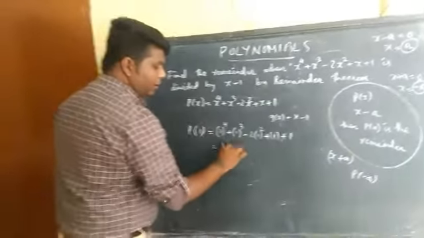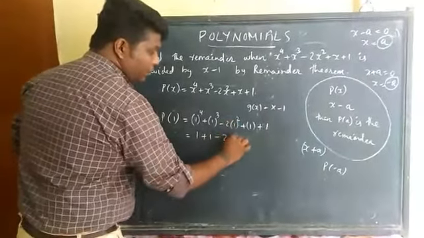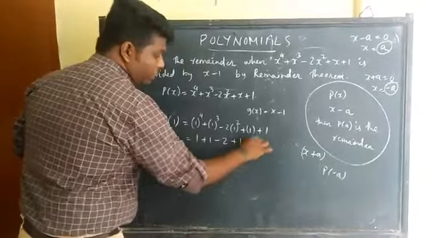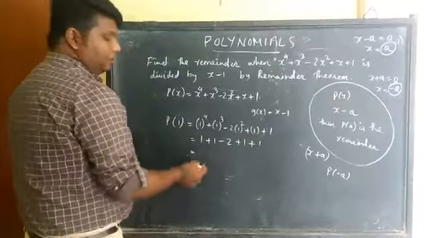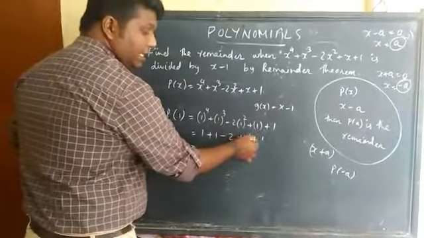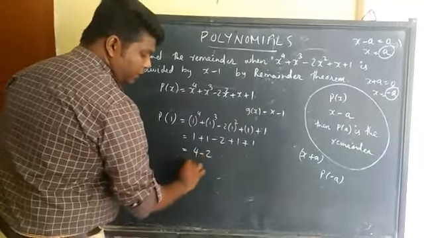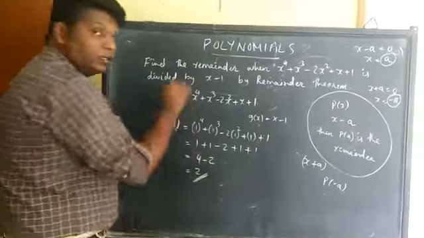1 raised to 4 is 1, plus 1 raised to cube is 1, minus 2 into 1 is 2, plus 1 plus 1. Let us add the positive numbers. 1 plus 1 is 2, 2 plus 1 is 3, 3 plus 1 is 4, then minus 2. 4 minus 2 is 2. That is the answer.